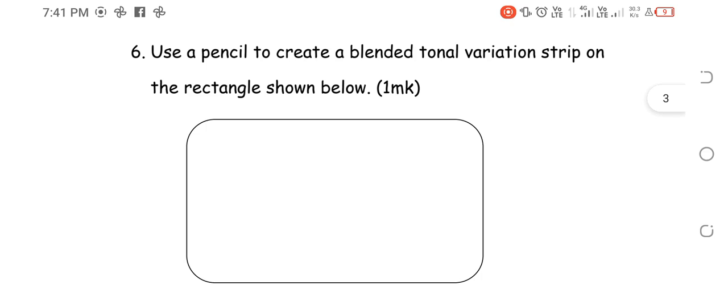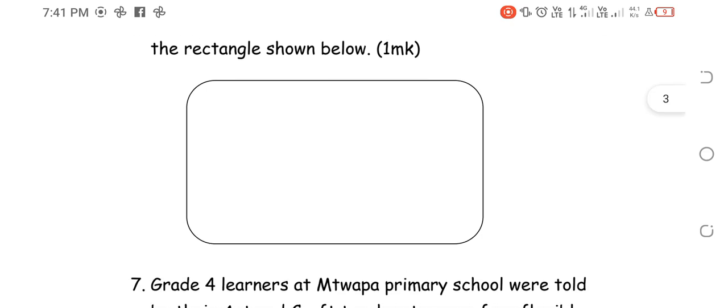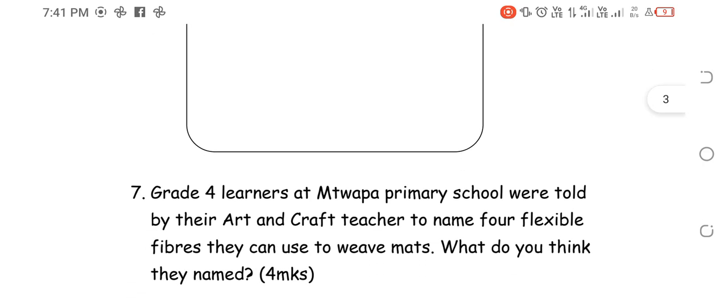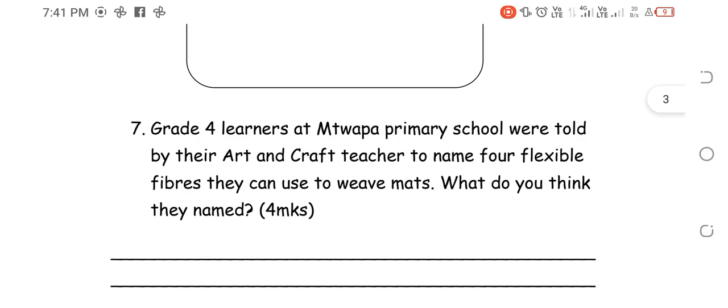Then, use a pencil to create a blended tonal variation strip on the rectangle shown below. This one involves a practical approach. Of course, I'll create a lesson about how to work on a blended tonal variation strip. You can just draw the rectangle, draw your strips, then start from one tone, maybe dark tone, to light tone, like that. That one will be very correct using the shading technique or smudging.